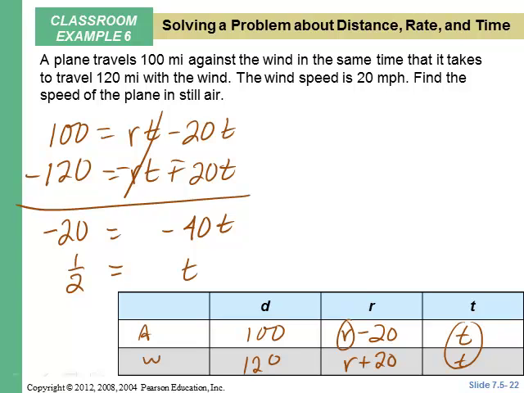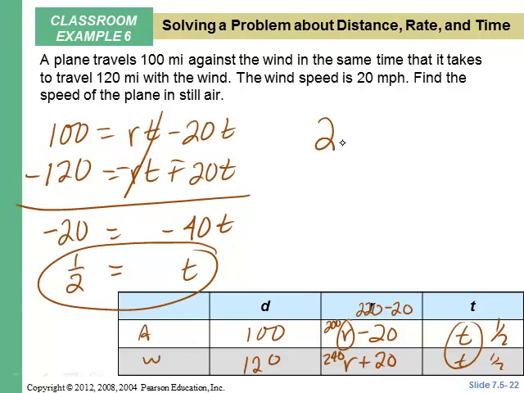Does that make sense? If t is a half an hour, this is 200 miles. 200 is 220 minus 20. Half an hour is 240, is 220 plus 20. So yeah, that works out. Time is a half an hour. The speed of the plane is 220.